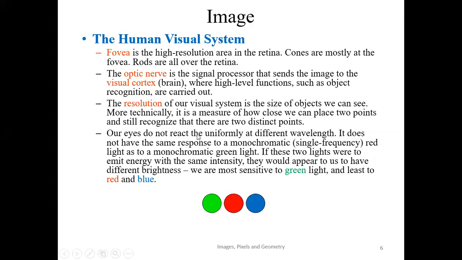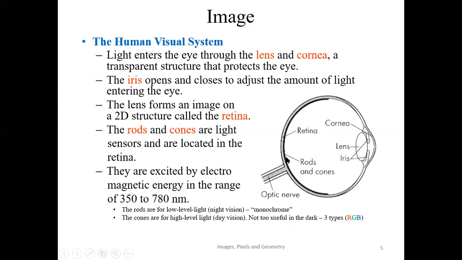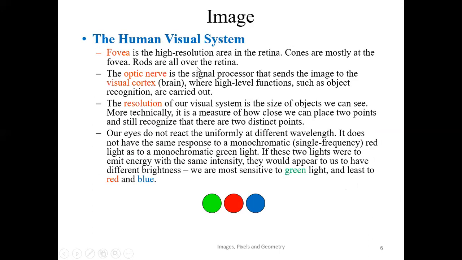Now in the human visual system, first of all you have the fovea. This is the high resolution area in the retina. So here, if you forgot, this is the retina, this part. In this retina we have different types of mechanisms. The first one is called the fovea. This is a high resolution area in the retina. Cones are mostly at the fovea.